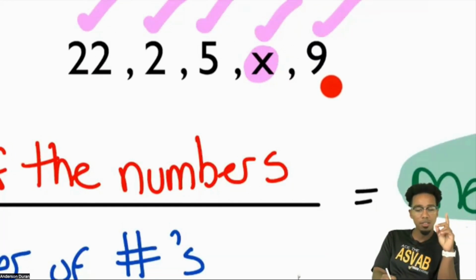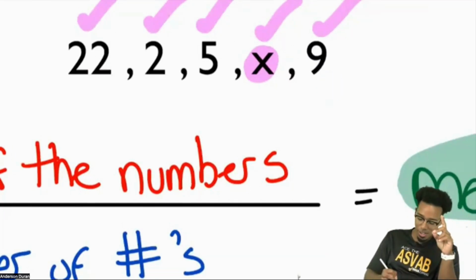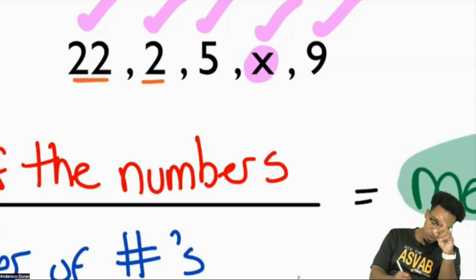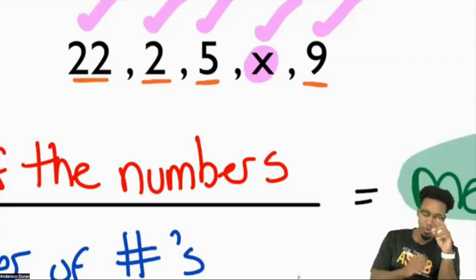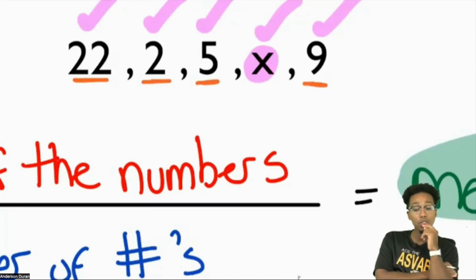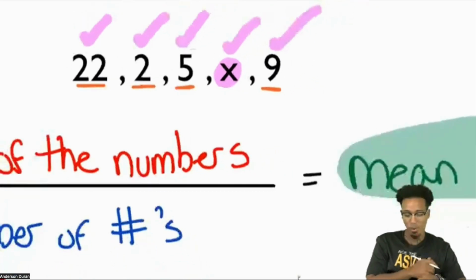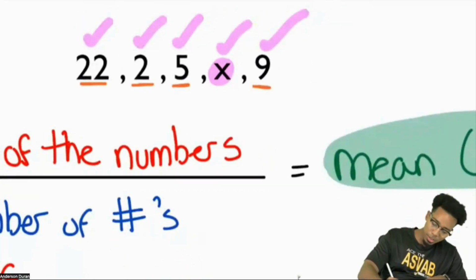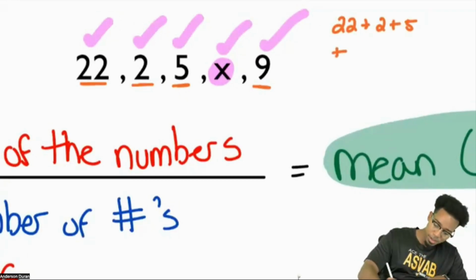Before I continue, can everybody agree with me here? All I'm saying is adding these numbers up, the 22 plus the 2 plus the 5 plus the 9, that is equal to 38. Yes or no? Do you agree? Right? I think we can agree with that. We add those up. Plus 2 plus 5 plus 9 equals 38.